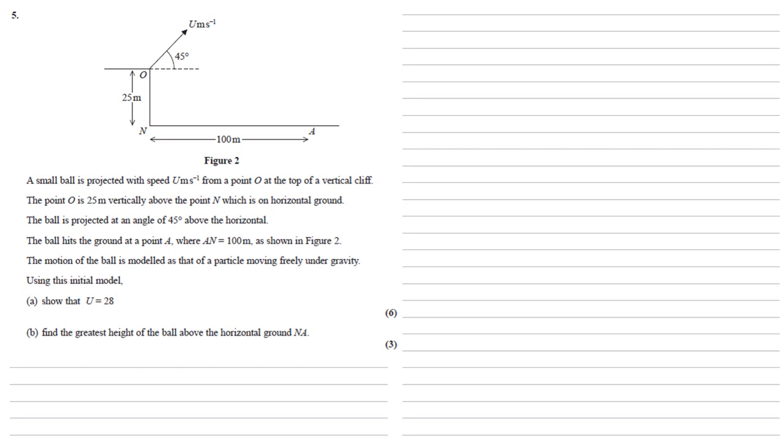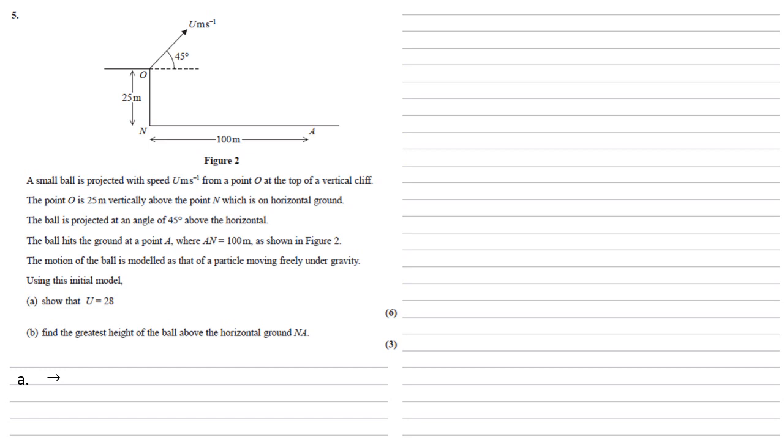The motion of the ball is modelled as that of a particle moving freely under gravity. For part A, we need to use this initial model to show that u is equal to 28. So we're going to resolve horizontally and vertically. I'm going to start horizontally. In this direction, we've got an initial velocity of u cos 45 degrees, going through that angle there.